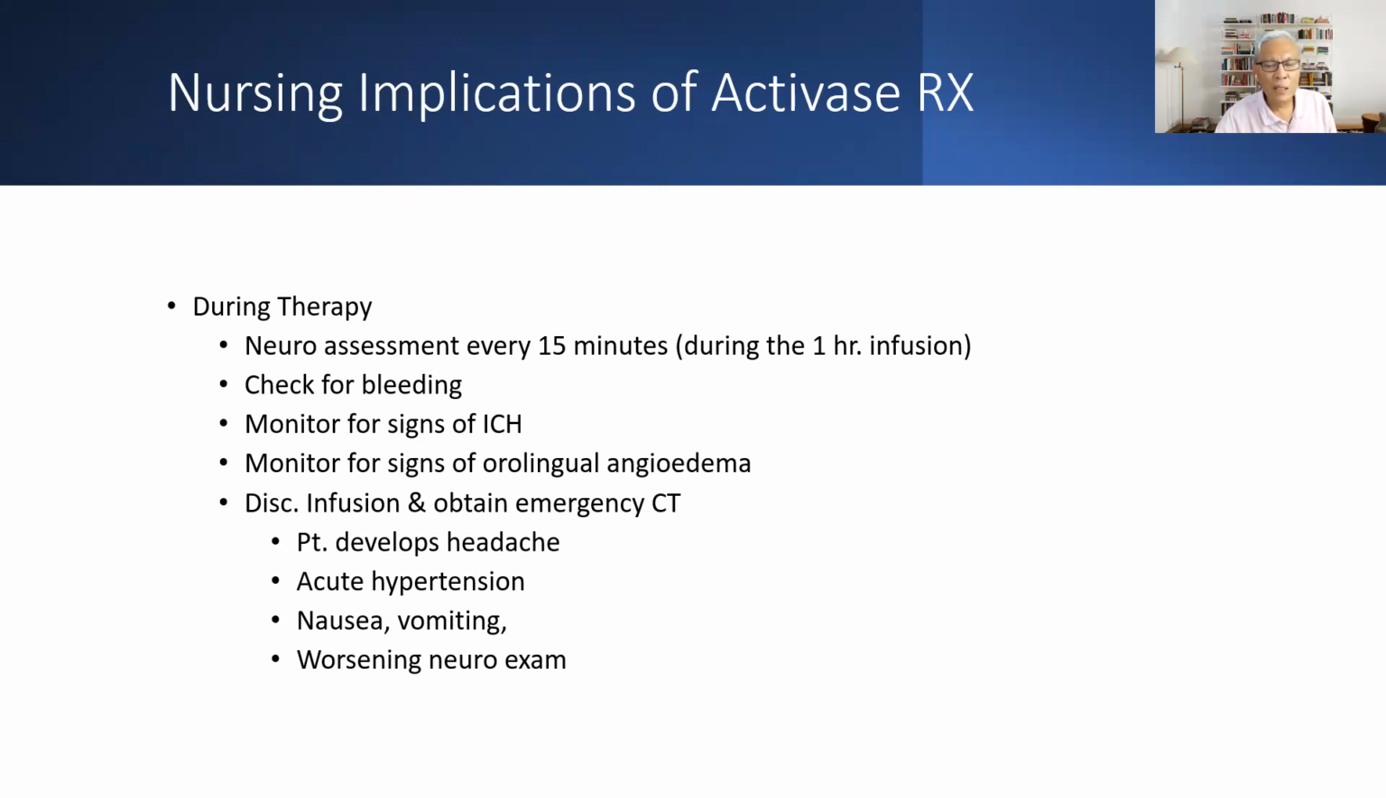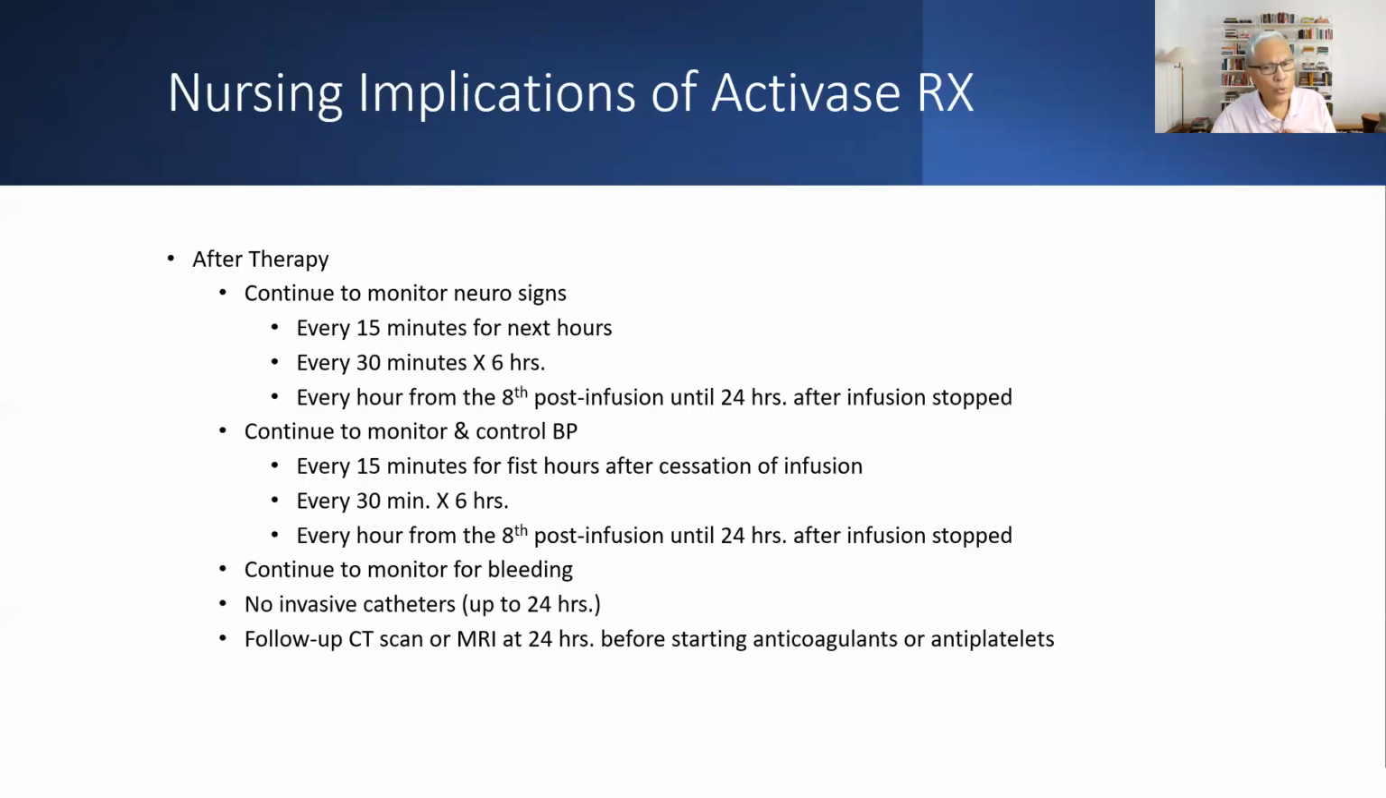And also for allergic reaction. And one of the most telling of allergic reactions would be swelling of the tongue. So this is what's called orolingual angioedema. And we're going to discontinue the infusion if the patient develops a severe headache, if there's acute hypertension, or worsening of the neurological exam. So usually these are interventions that emergency room nurses are used to.